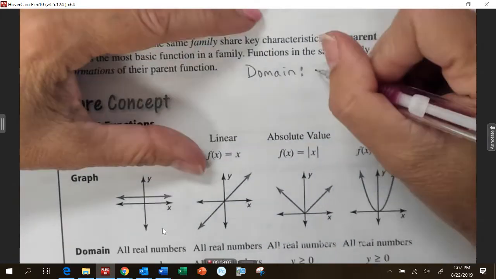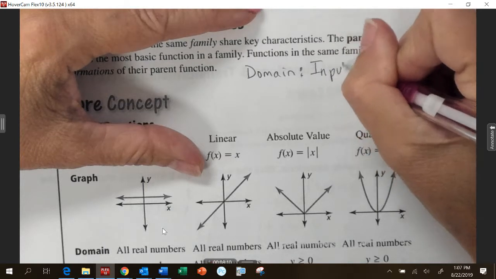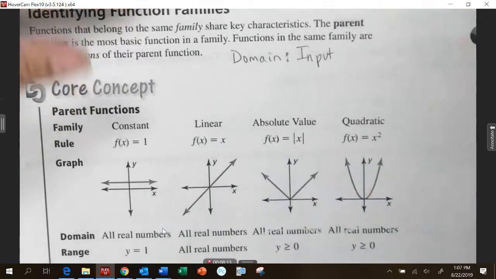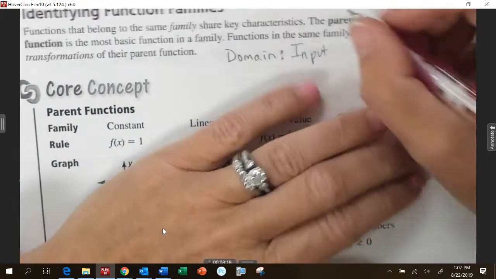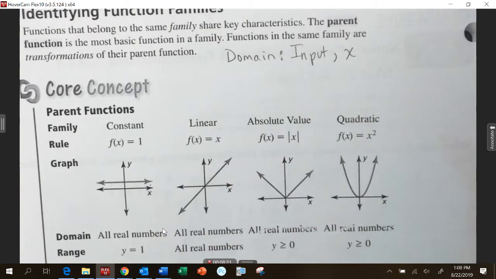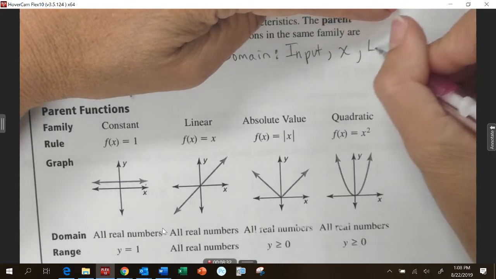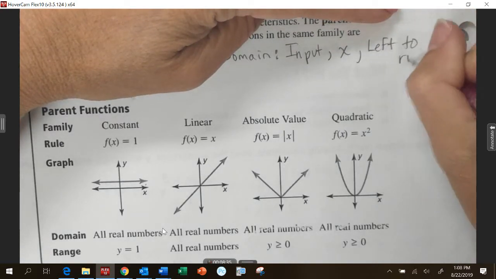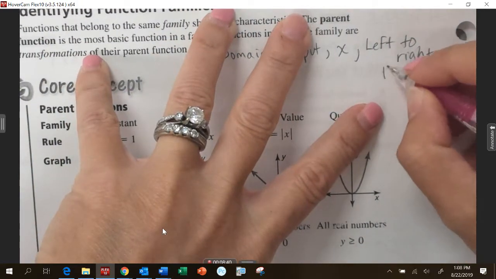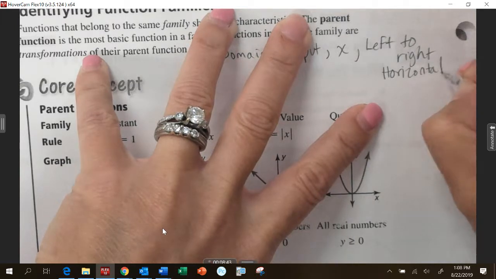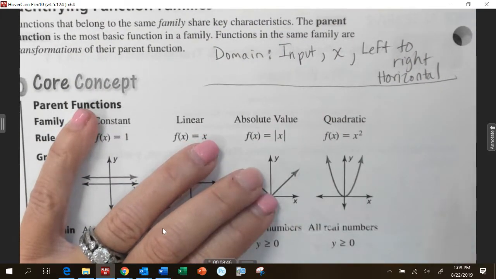So the domain is the input part of a function. It's input. It's like the x value that you stick into a table. Okay, so sometimes we'll refer to x as being our domain. And then another way you could look at it is because x goes left to right, it's where the graph goes left to right. So I'm going to write left to right. Or horizontal. All of those have to do with the domain of this function.